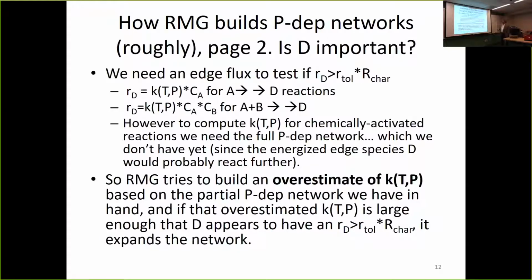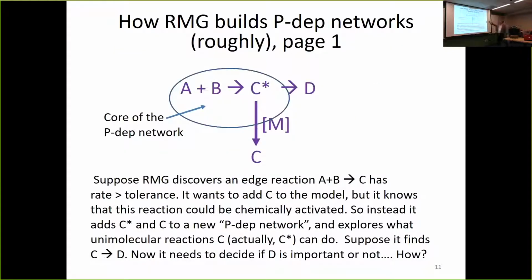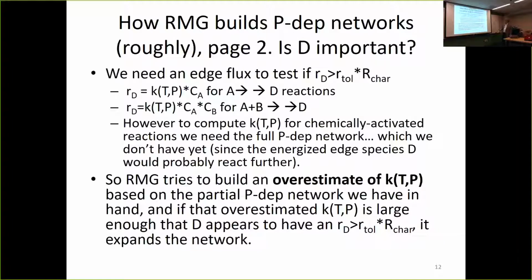So we need to have an edge flux to test if I need to put D in there. So I've listed the D on the edge of this little PDEP network, but I don't know how fast it's formed. I have to figure out how fast. So let's think how to do it. Here, to help you keep track of this, I wrote this as a double arrow. In the end, RMG is going to say A plus B goes to D as a reaction. But at this moment, it's just saying there's some chemically activated path where A plus B goes to D through some of these transient species.